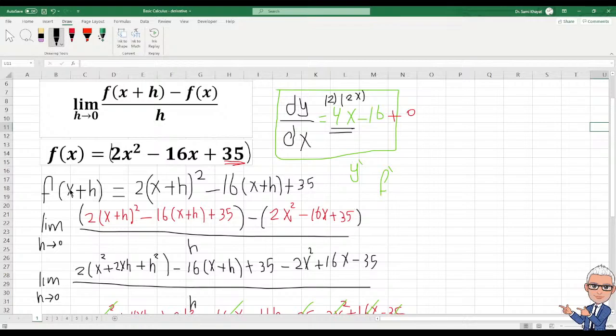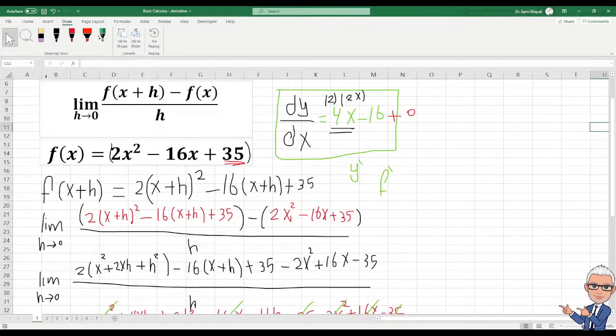This is my f of x plus h, and then I substitute it here and open it. This is a simple one. If the power is 2, 3, 4, 5, you really need to follow the rules, and you should be very good in algebra. If you're not good in algebra, it will be a big problem for you. And this applies also for sine, cosine, and other functions.